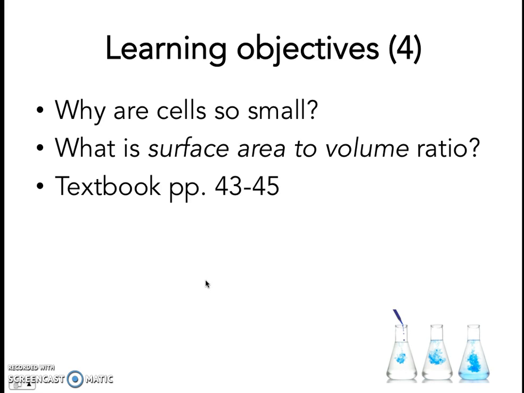And you might think this question is completely unrelated to this topic on movement of substances. But actually, there is a link. For the answer to why cells are so small lies somewhere with movement of substances. And it also has something to do with surface area to volume ratio, which we're going to be talking about a lot more in this lesson. So in your textbooks, the information can be found on pages 43 to 45.